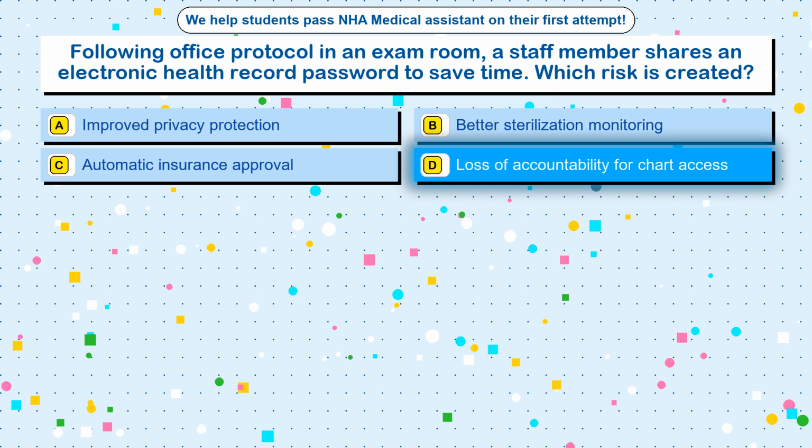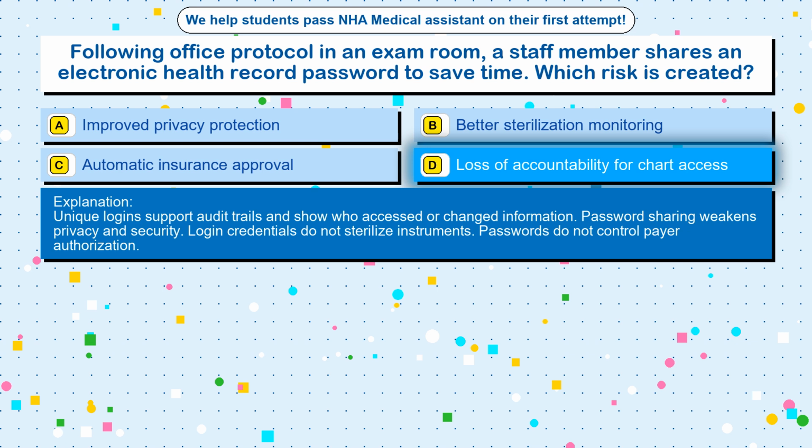The correct answer is option D. Loss of accountability for chart access. Unique logins support audit trails and show who accessed or changed information. Password sharing weakens privacy and security. Login credentials do not sterilize instruments. Passwords do not control payer authorization.